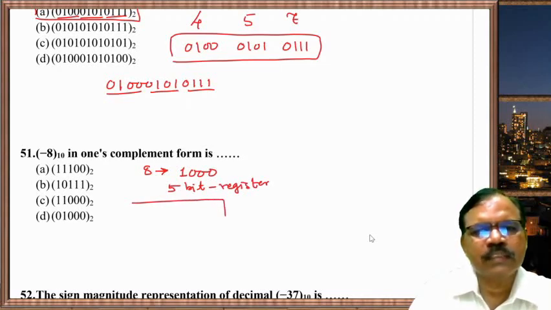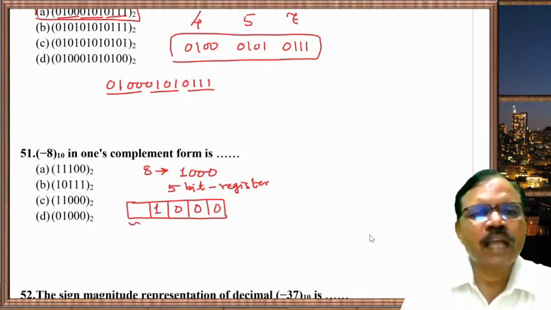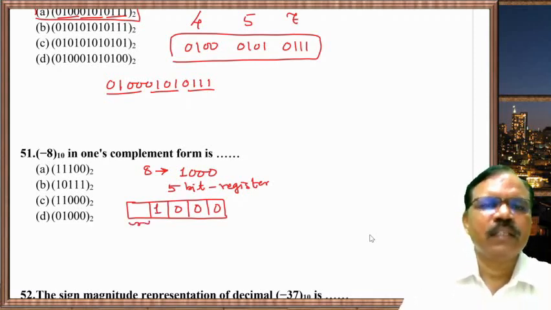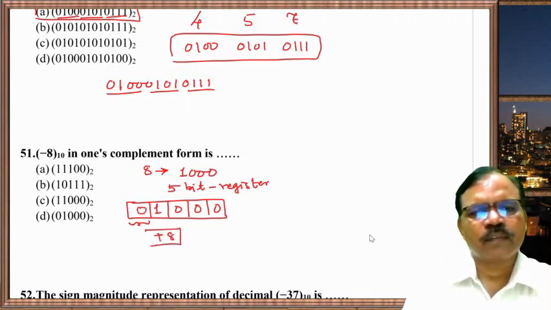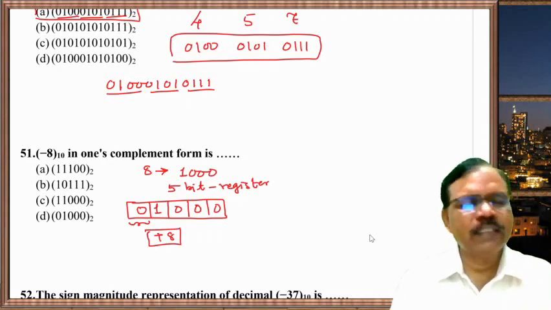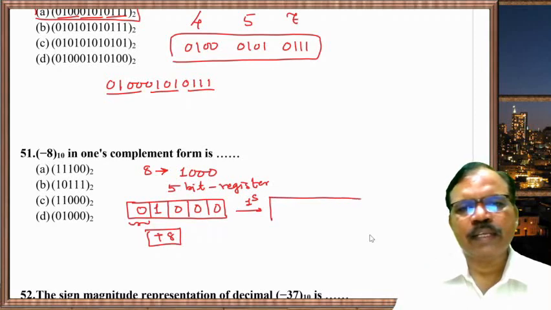So in the 5 bit register, we have 1, 2, 3, 4 and 5. So the number is stored like this, 1 0 0 0, and this is the sign bit, and in this sign bit you can have 0. So this is plus 8 in 5 bit. You can take 6 bit, first bit will be for sign. Now its 1's complement is.